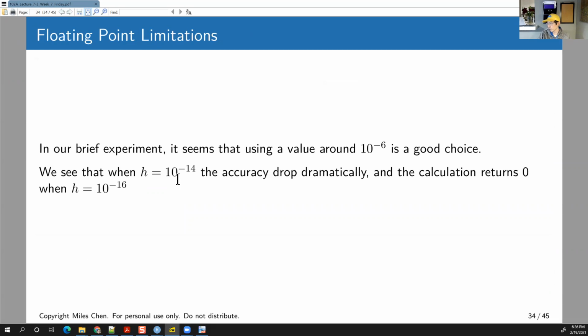Okay, so this is just to say accuracy drops dramatically as we get really small h's adding.